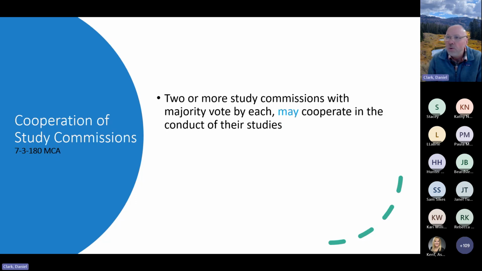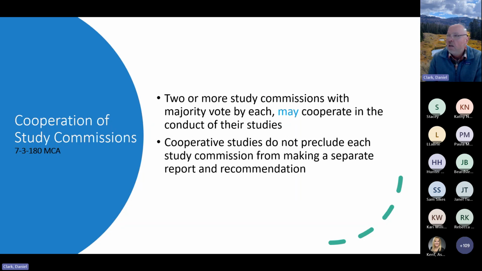So, cooperation. 7-3-108 of the code says that two or more study commissions may cooperate in the conduct of their studies. Cooperative studies do not preclude the study commission from making their separate reports. So they could make a report saying we want to consolidate. They could also make two independent reports saying if the consolidation doesn't work, then we propose these changes to the county, or we propose these changes in the municipality.